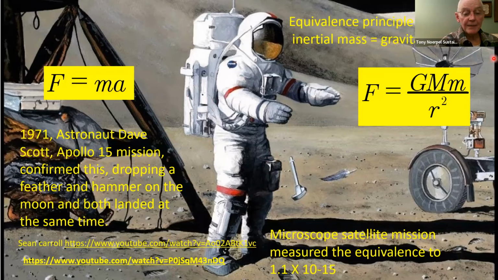In 1971, Dave Scott kind of demonstrated that on the Apollo 15 mission by dropping a feather and a hammer at the same time on the moon. The moon has no atmosphere, and they both fell exactly the same and hit at the same time. Well, that's a demonstration, but it's not a perfectly good experiment.